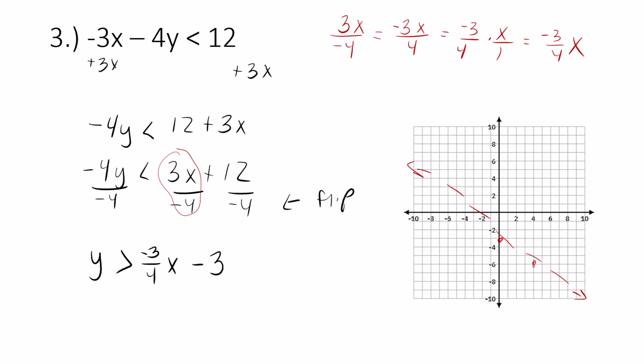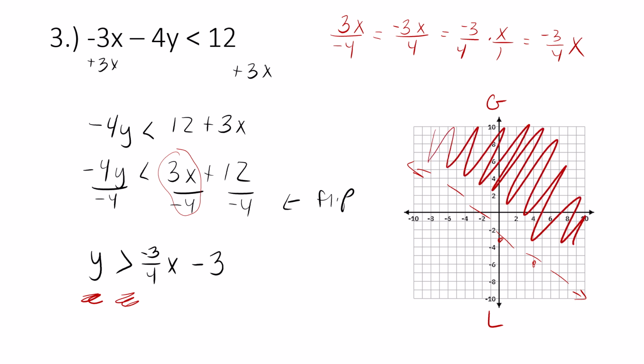And we know that on the y-axis, if y has to be greater than, my greater than numbers are going up, my less than numbers are going down. So this is y is greater than, so we are going to shade the greater than side. We're going to shade above the line.